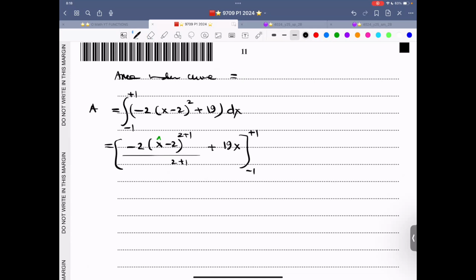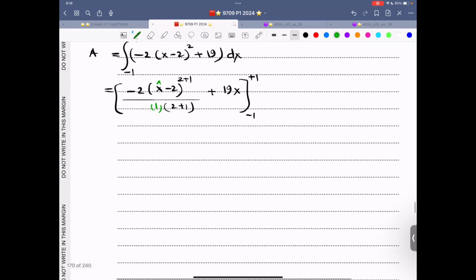So therefore, divided by 2 plus 1, derivative of the bracket is 1. So now this is the mistake that I made. Let me highlight my mistake so that I don't repeat it. So this power, for some reason, I think I mixed up this minus over here. That is the reason. So now spread out your working so that it becomes easier. 2 plus 1 is 3. So this is -2/3 x minus 2 raised to power of 3 plus 19x between the limits -1 and +1.